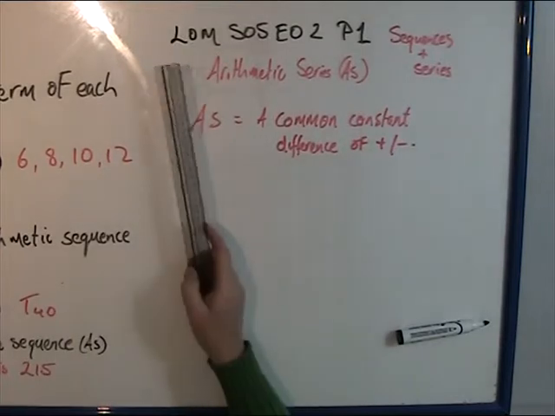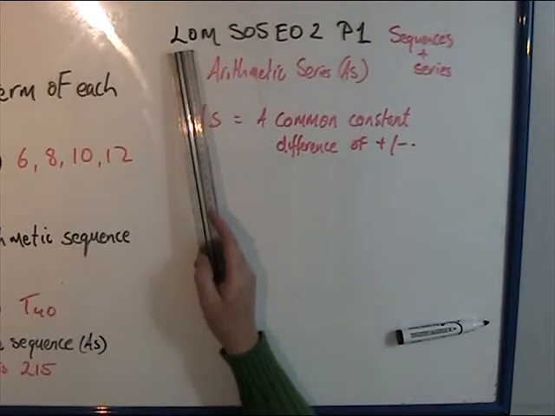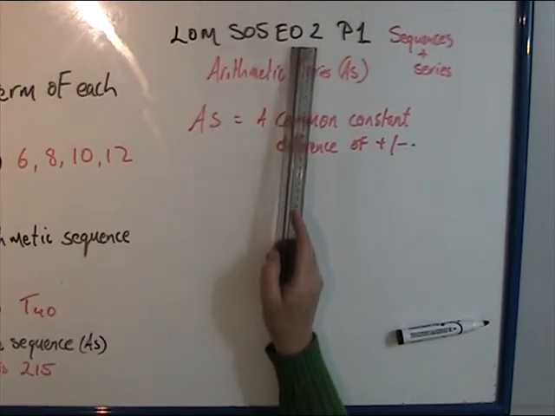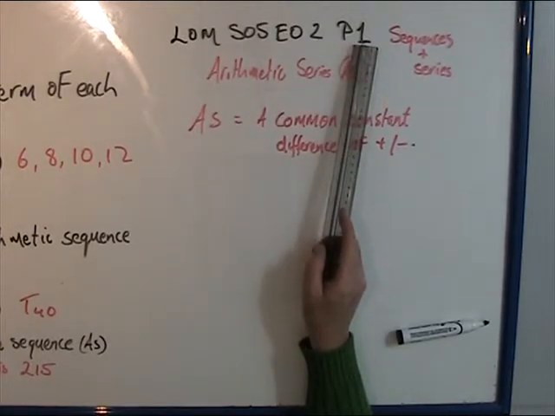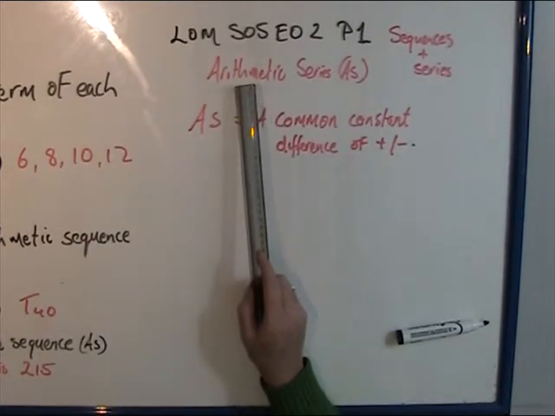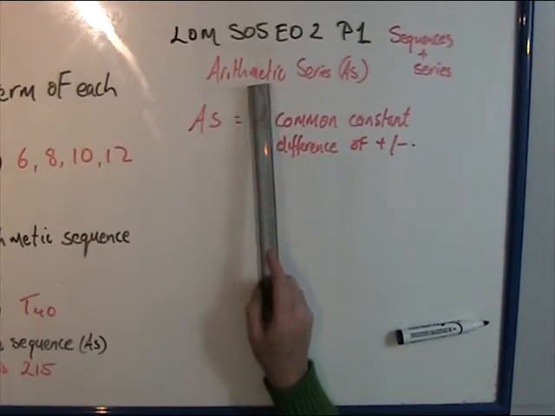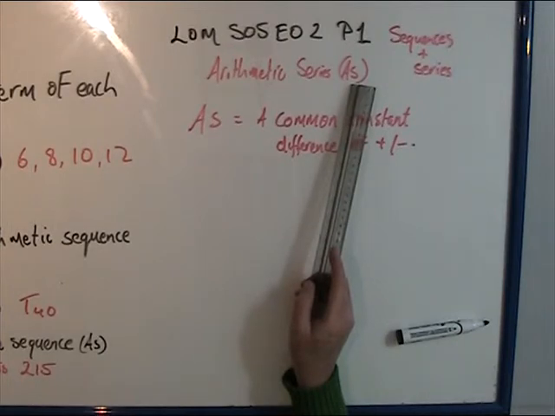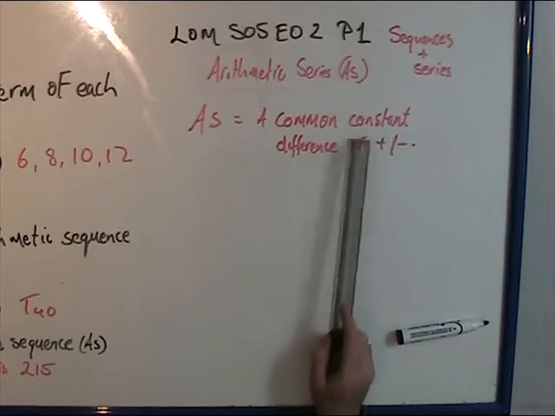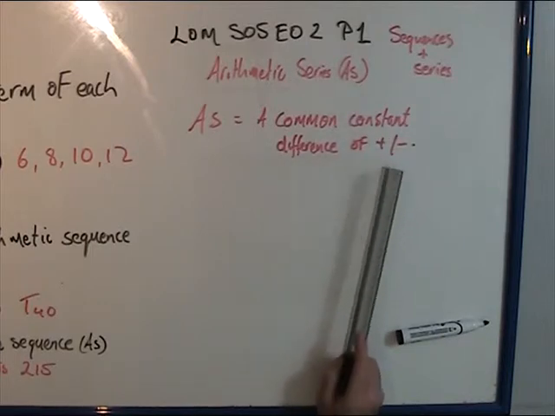Now, this is the code for this, so it's Leaving Cert Ordinary Level Maths, and it's Series 5. I'm on Episode 2, and it's Paper 1, the Leaving Cert, and it's Sequences and Series. Today we're looking at an arithmetic series, denoted by AS. An arithmetic series has a common constant difference of a plus or a minus.